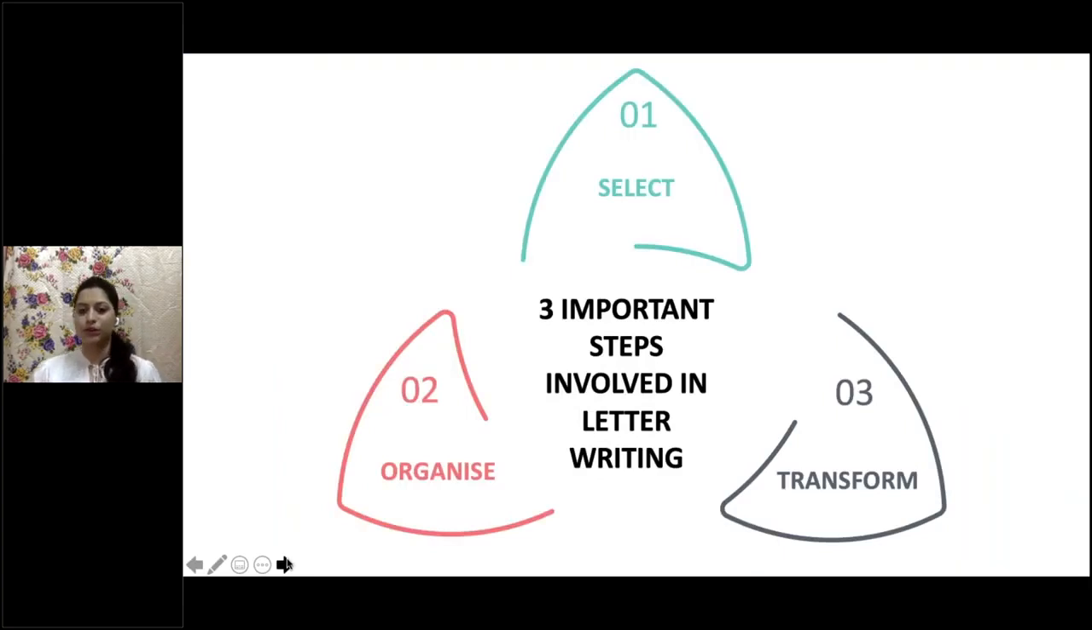So let's move on to the body of the letter. There are 3 important steps involved in letter writing. The first one is selection of information. 2 is organization. 3, transformation. When it comes to transformation, we're basically talking about paraphrasing and grammar and things like that, which I will touch on in a bit.